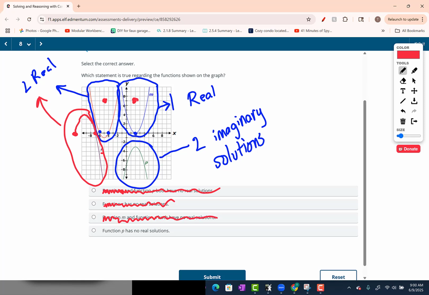So it must be this last one. Function P has no real solutions. Yeah. This is true because function P, we said it had two solutions, but we said they were imaginary, which essentially means they are non-real solutions. So that is our answer choice to this one.